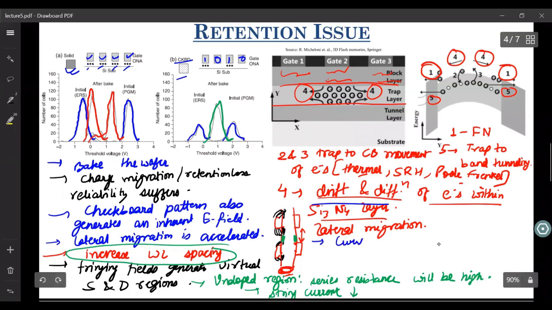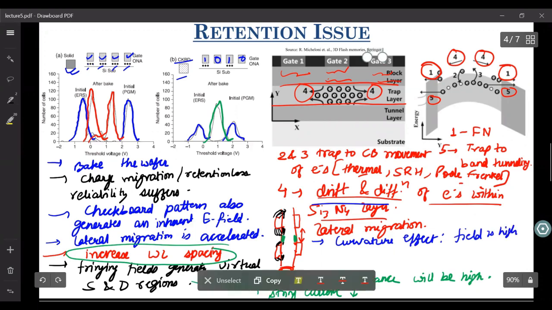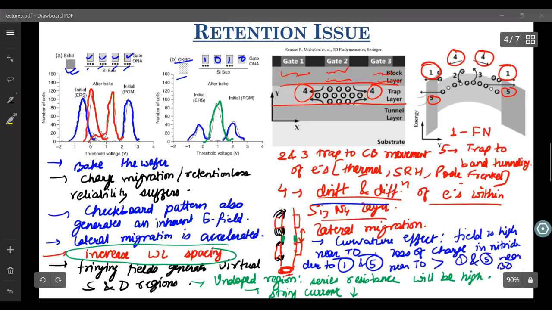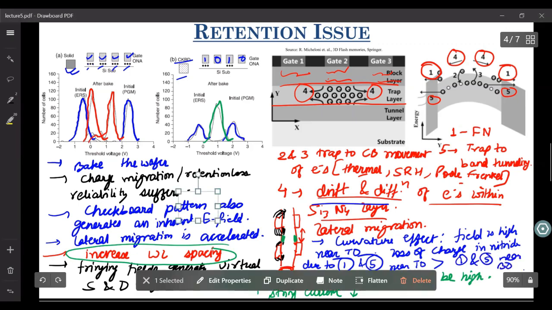Because of your curvature effect, the field is high near the tunnel oxide, right? So the loss of charge in nitride due to process near TO is large as compared to near the blocking oxide. That is one point which I wanted to mention over here.